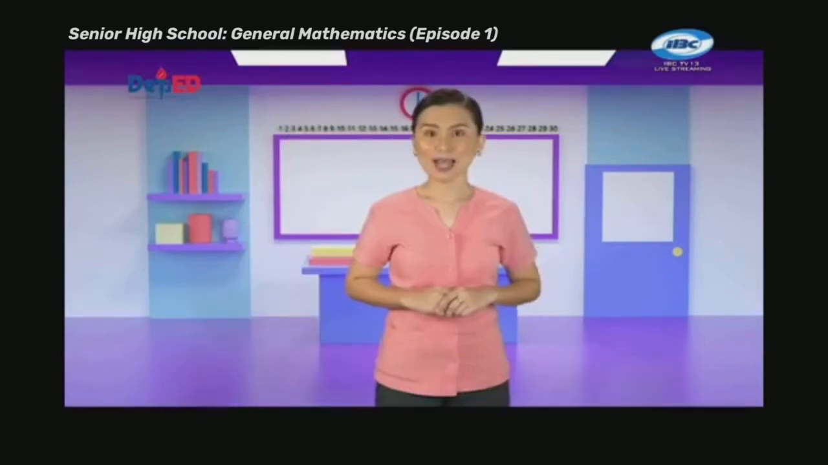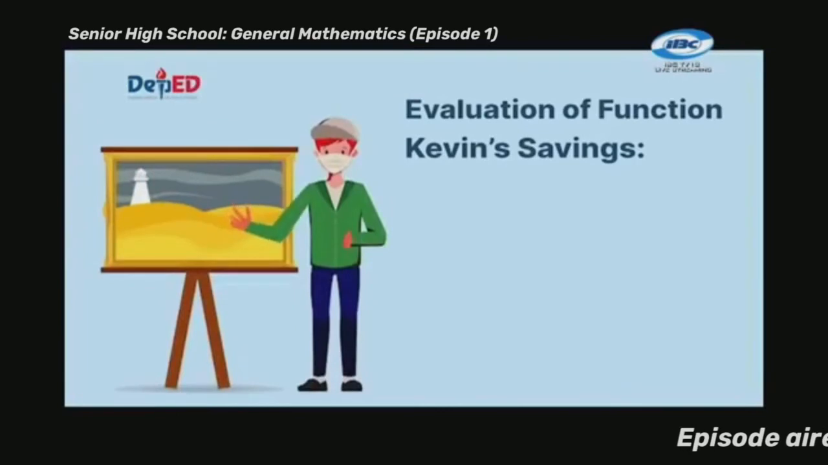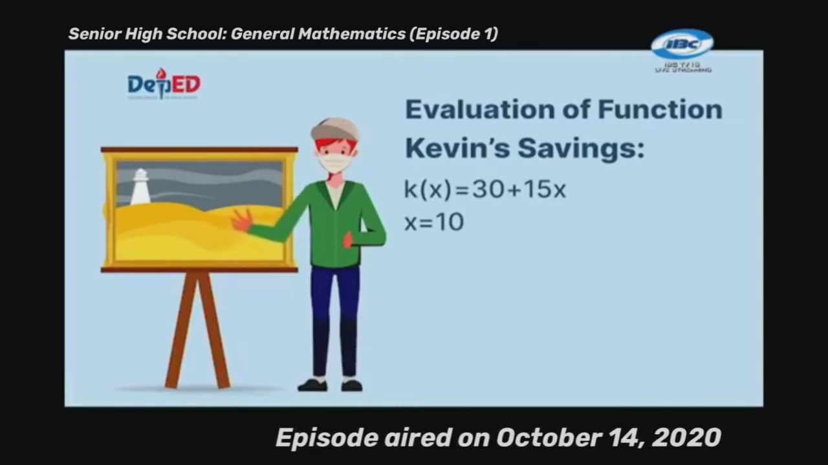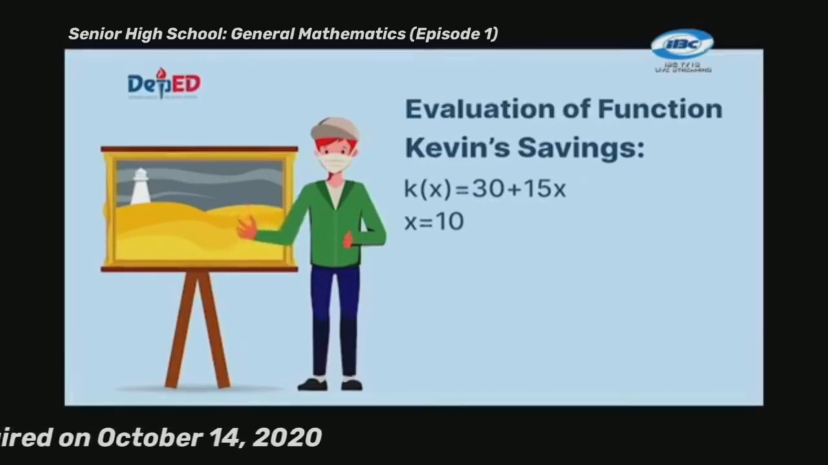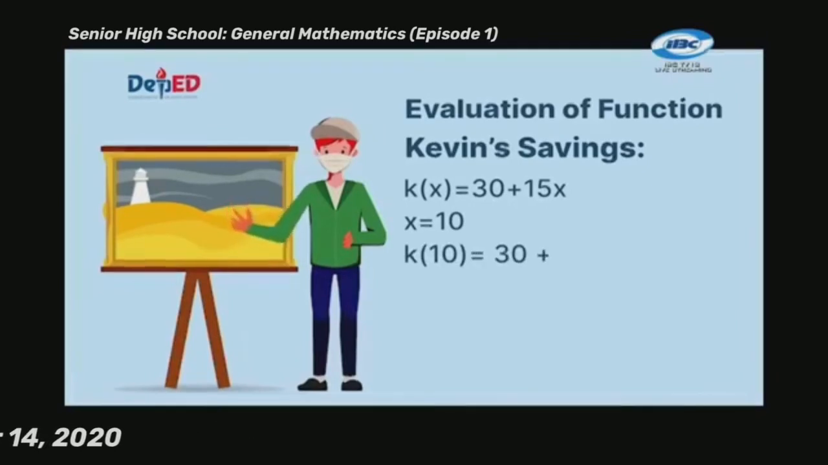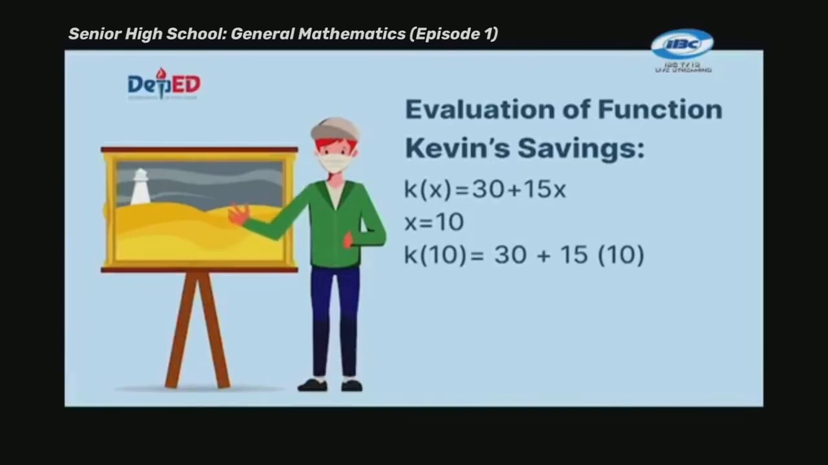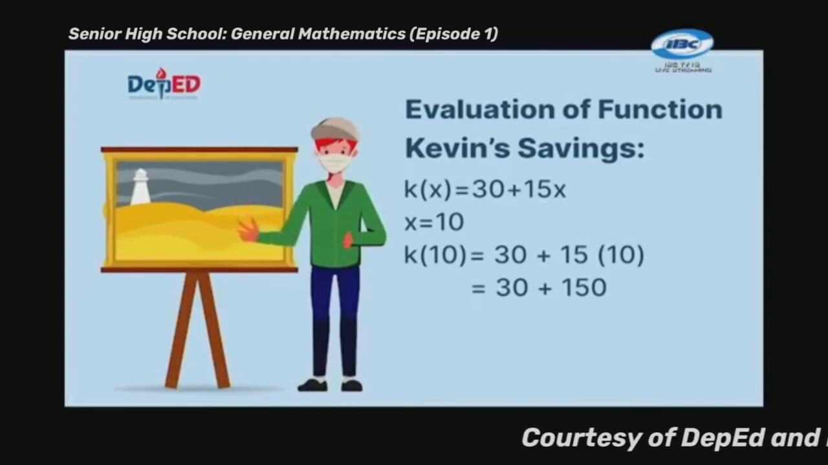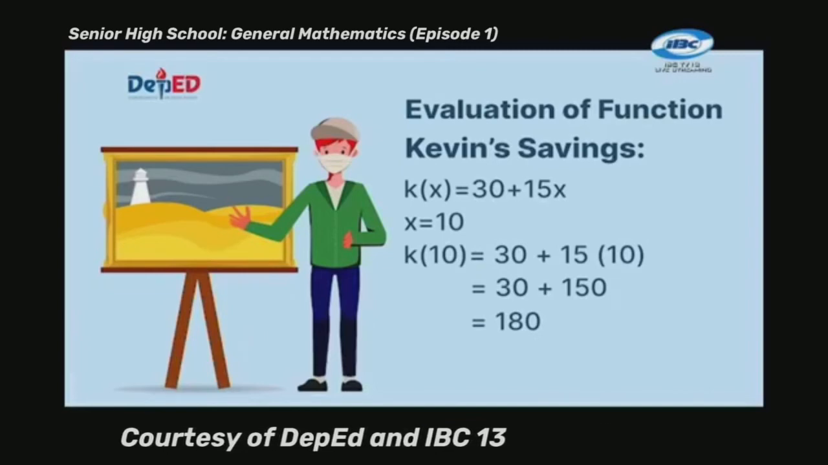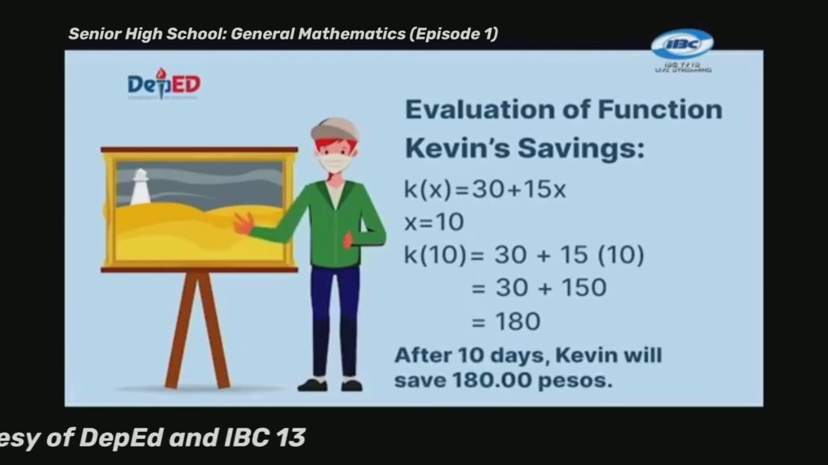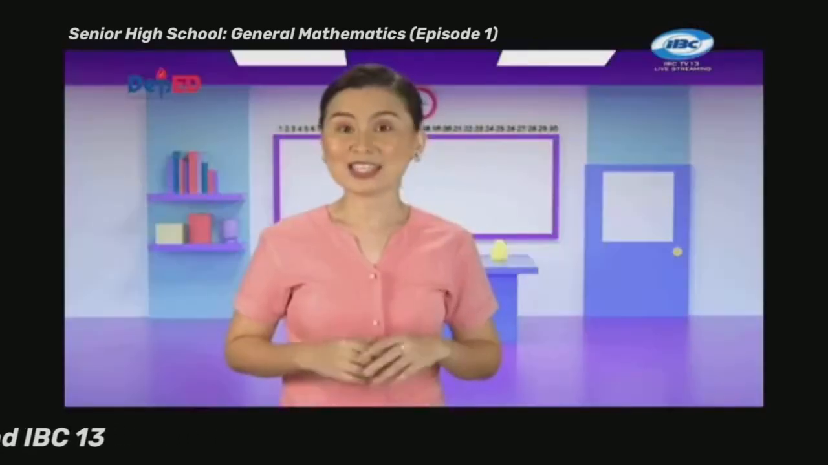Let us go back to our previous situation. Suppose we want to know Kevin's savings after 10 days. We simply take 10 as the value of our x, or our input, and we will use that in our process or in place of x in our function. So we will have K of 10 equals 30 plus 15 times 10. In the order of operations, we take 15 times 10 first, and that is 150. Then we will add 30 and 150, which is equal to 180. Now, 180 is our output, and we say that after 10 days, Kevin will save 180 pesos. We just did evaluation of functions.